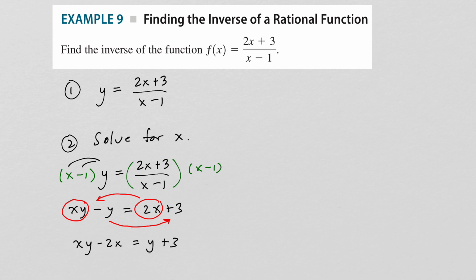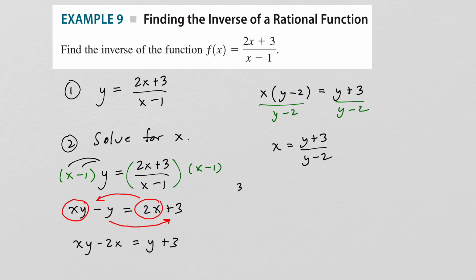Now, why did I do that? Well, the whole point of getting the x's on the same side of the equation is now I can factor out that x. So this becomes x multiplied by y minus 2 is equal to y plus 3. And now I can just divide both sides by y minus 2. And that gives us x equals y plus 3 over y minus 2. And this is pretty much our inverse.